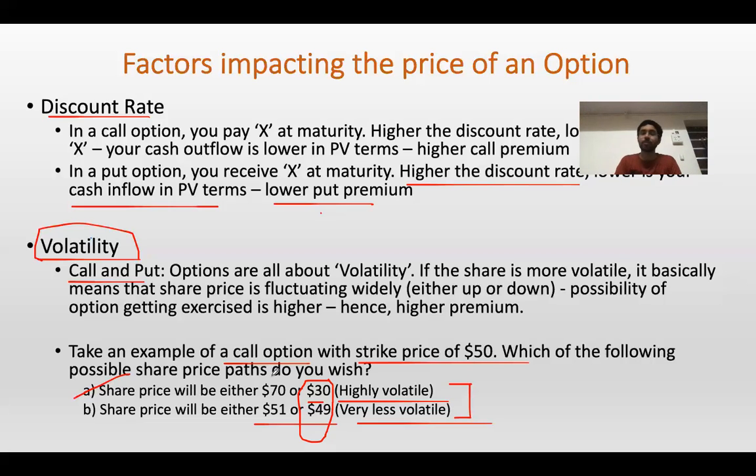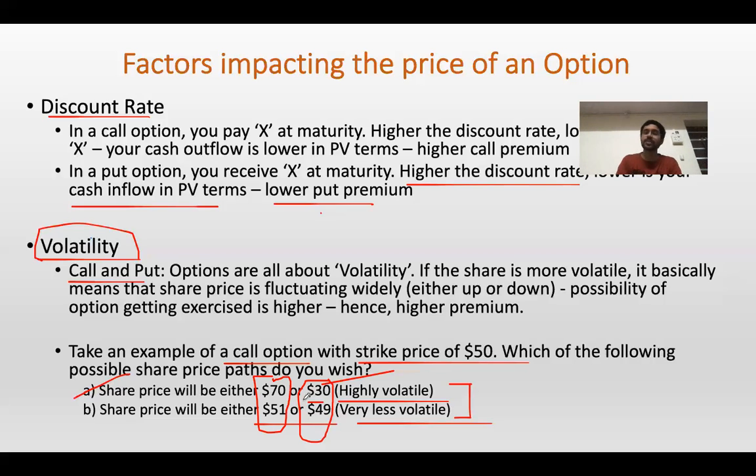But your payoff is going to be different if the stock price increases by just $1 or if it increases by $20, right? So if you actually look at it, you are indifferent as to whether the stock price is volatile or non-volatile in case of a downfall.